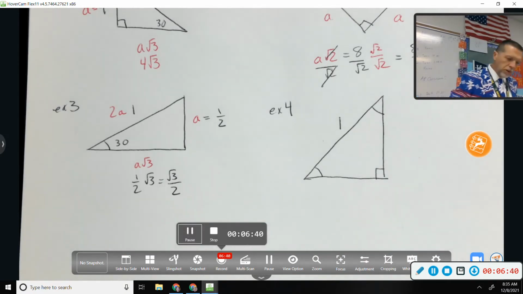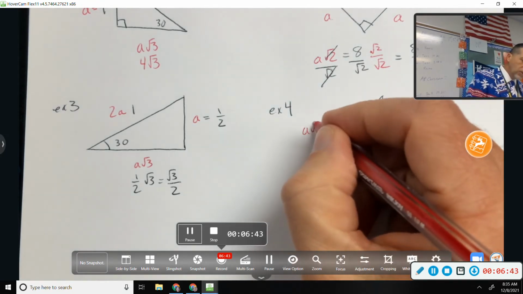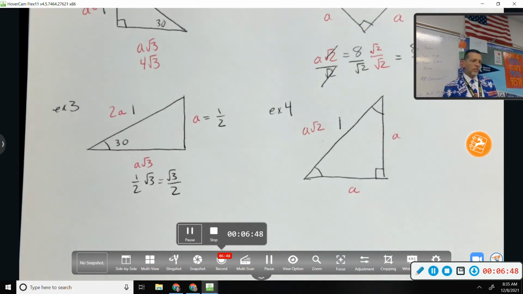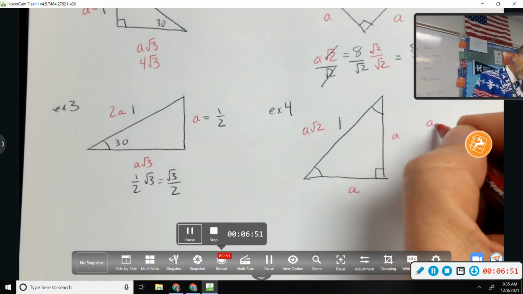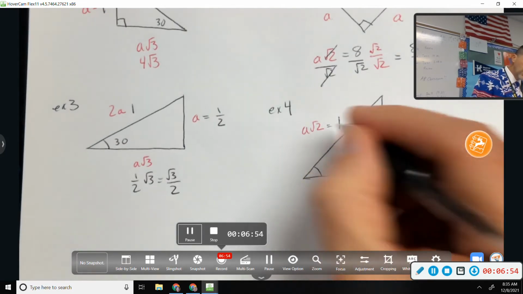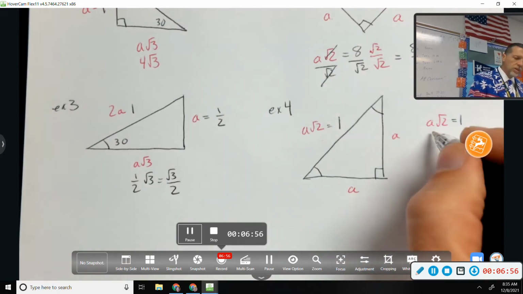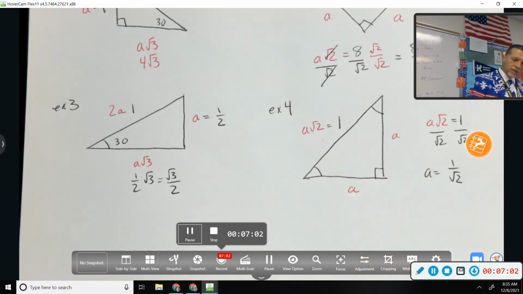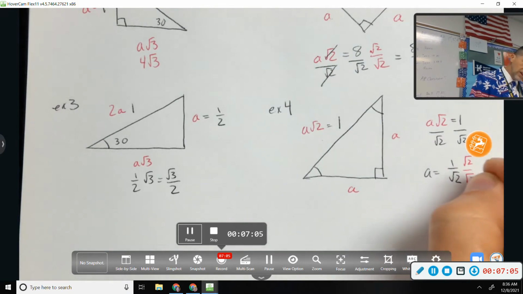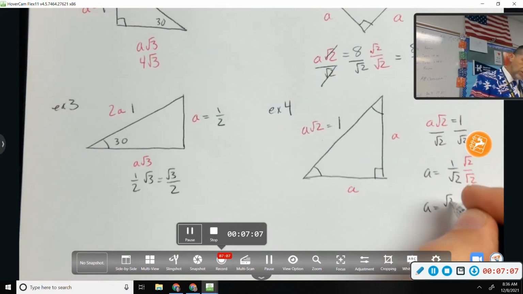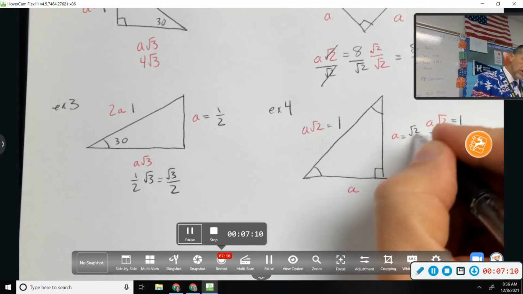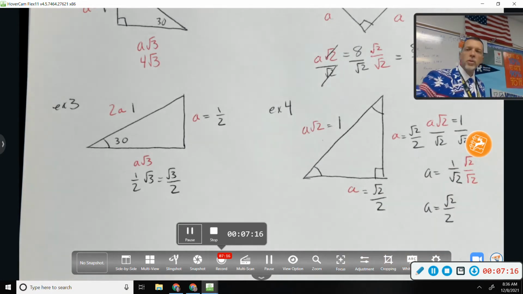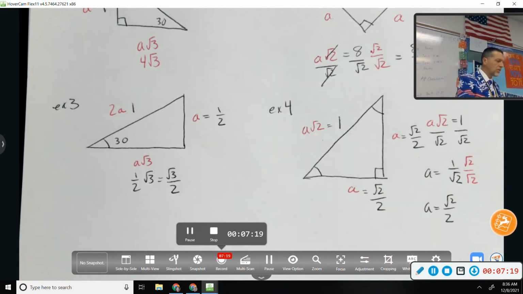All right, so put the pattern on. A square root of 2 is the hypotenuse. The other 2 sides are a. So if we can figure out what a is, we'll have our answer. A square root of 2 equals 1. So divide both sides by square root of 2. Multiply top and bottom by square root of 2. And a is root 2 over 2. So not too bad. Hopefully you remember putting the patterns on and finding missing sides.